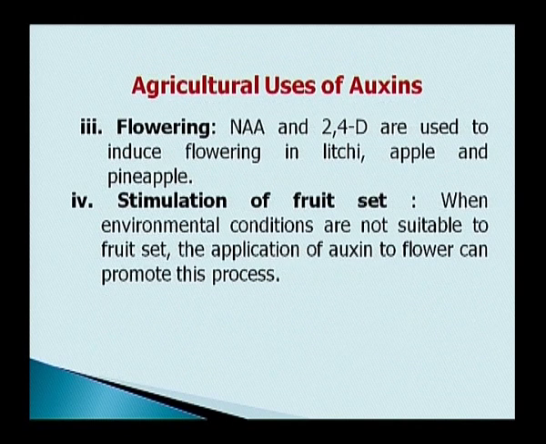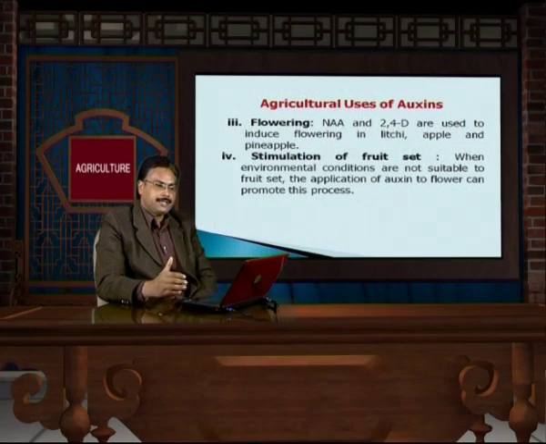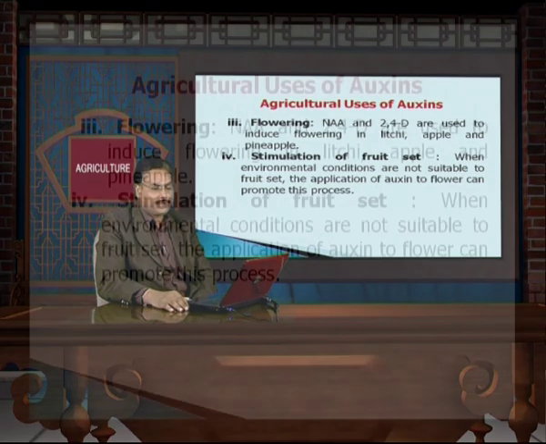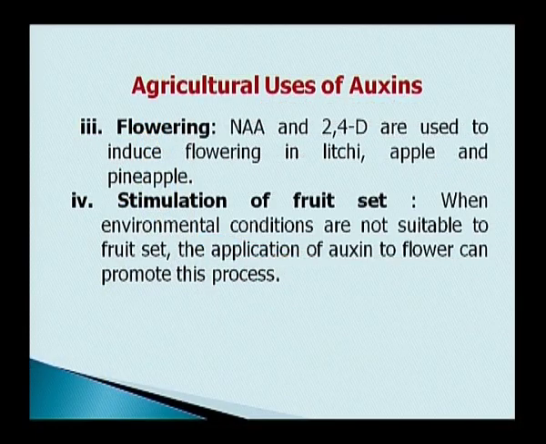For flowering, naphthalene acetic acid and 2,4-dichlorophenoxyacetic acid, that is 2,4-D, are used to induce flowering in lychee, apple and pineapple. Actually, these crops have limited flowering in the beginning, or sometimes when there are environmental variables, their flowering is affected. So, in order to optimize the flowering, these NAA and 2,4-D are used.